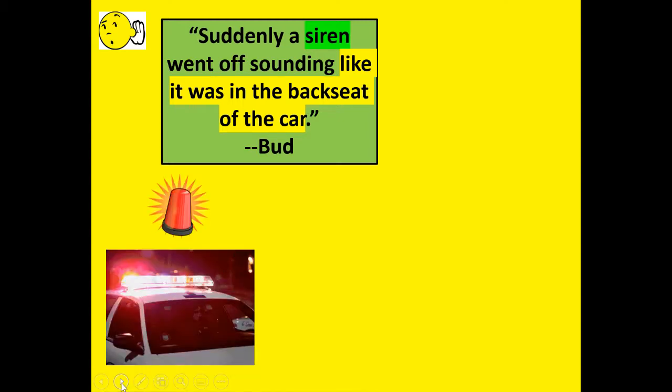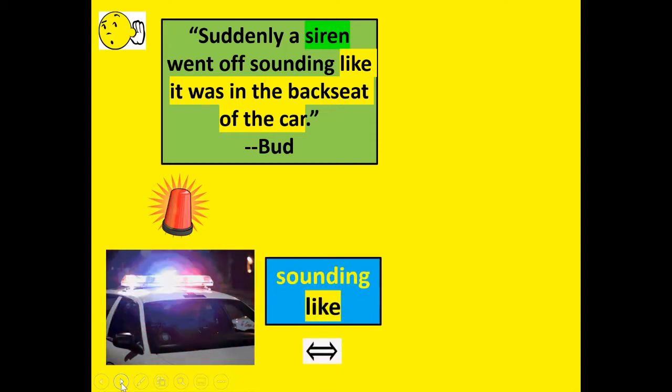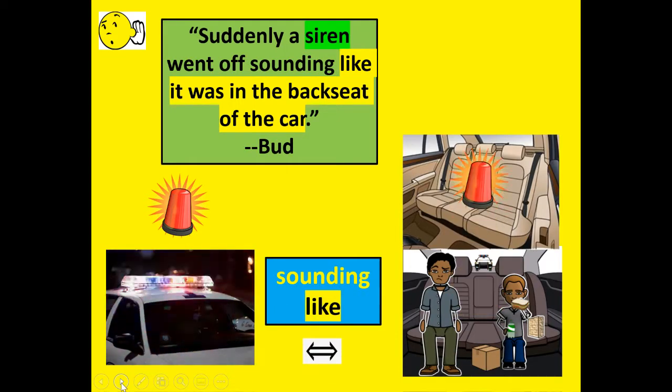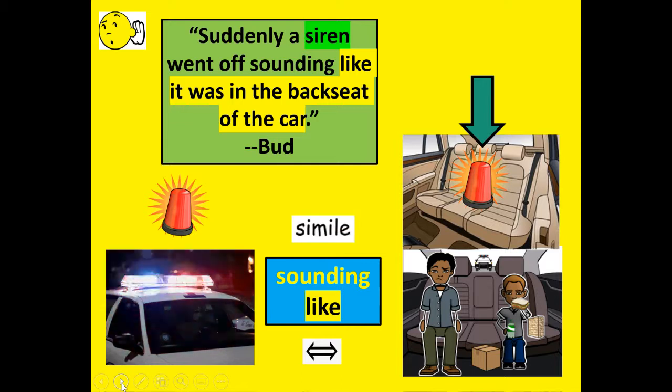So the siren sounded like it was in the back seat of the car. It was so loud. That is a simile because it uses the word like. It's comparing the siren to being right in the back seat of the car.